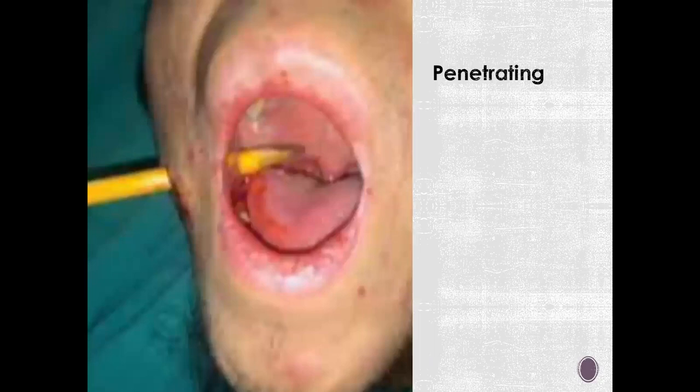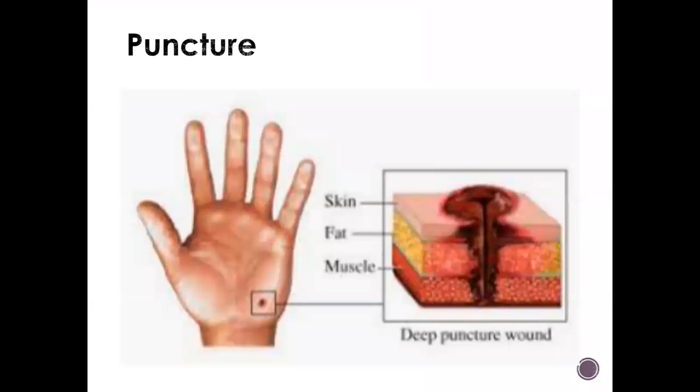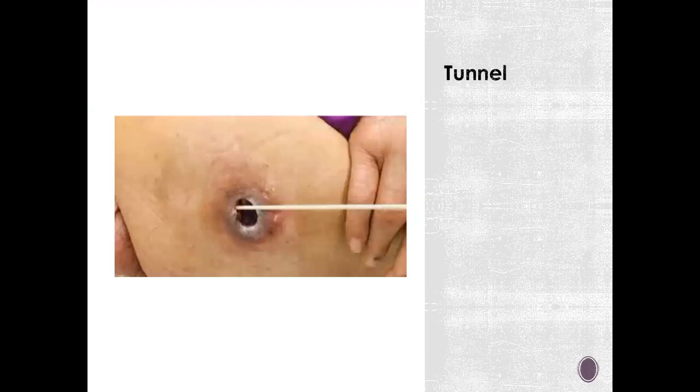Penetration is an open wound in which the agent causing the wound lodges into the body. Puncture, which is an open wound caused by a sharp object. Often there's a collapse of tissue around the entry point, making the wound prone to infection. And then tunneling, which is a wound with an entrance and exit site.